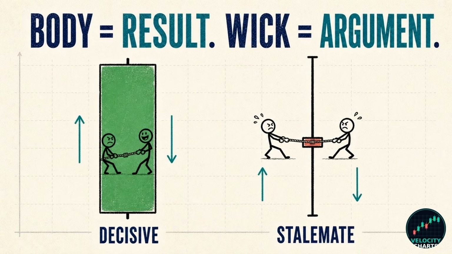Now the part that actually matters, body versus wick. The body is the result, the wick is the argument. Long body, short wicks, one side dominated from start to finish. Little disagreement. Tiny body, long wicks, both sides pushed hard and neither got anywhere. Price went up, came back, went down, came back, ended roughly where it started. Same height on the chart, completely different meaning.